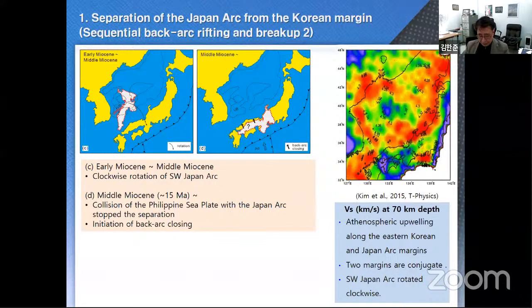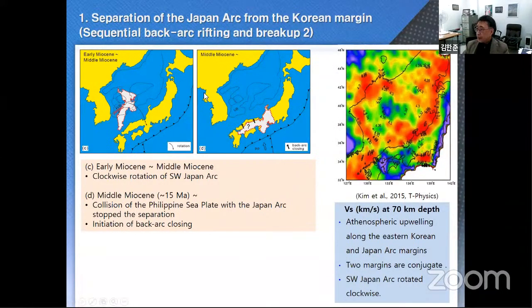This is the main stage of the arc separation, possibly from the early to middle Miocene. During this stage, the southwestern Japan arc rotated clockwise significantly. This is the slice of a shear wave velocity at the 70-kilometer depth in the East Sea, computed from ambient noise tomography of earthquake data. We can see low velocity anomalies elongated along the Korean and the southwestern Japan arc margins. This indicates that the two margins are conjugate and the southwestern Japan arc rotated clockwise.